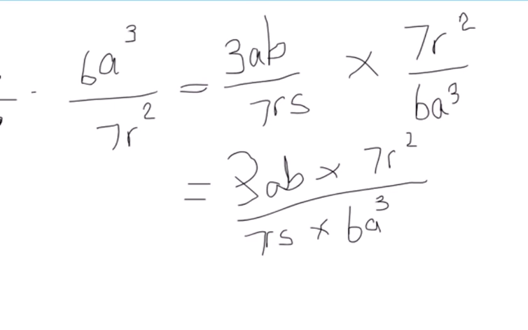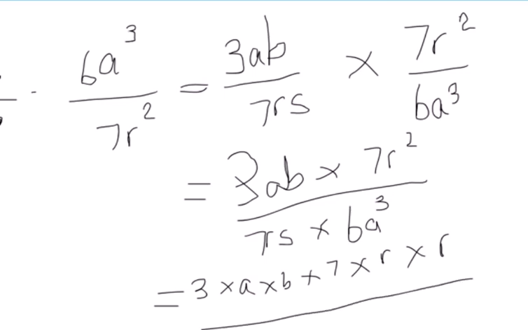What am I going to do now? I'm going to separate each term. What is giving me 3ab? 3 multiplied by a multiplied by b. What is giving me 7r squared? 7 multiplied by r multiplied by r. I'm separating each term. Okay? All divided by 7rs. What is 7rs? 7 multiplied by r multiplied by s. All these terms are multiplied to each other.